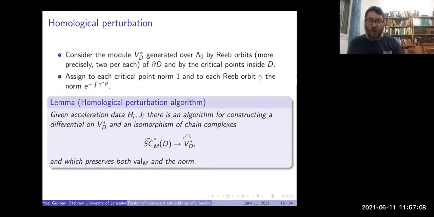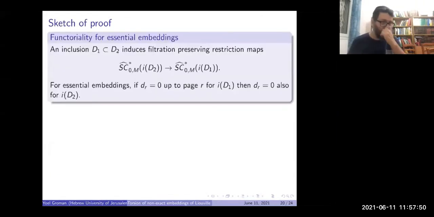There is an algorithm for constructing a differential on this completed module, and an isomorphism of chain complexes such that both the valuation and the norm are preserved. So given this homological perturbation algorithm, you can think of relative symplectic cohomology as being generated by Reeb orbits inside, Reeb orbits on the boundary, and critical points inside, with configurations consisting of combinations of differentials and continuation maps going all over the place. Okay, and now let me sketch as much as I can how you prove these various things.